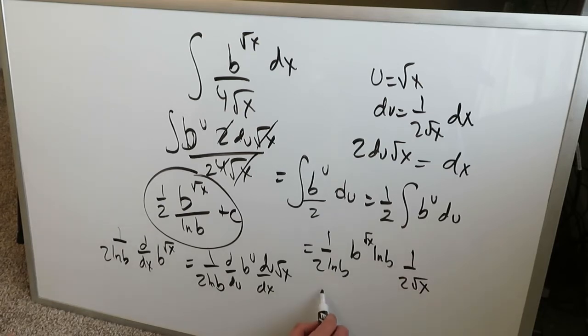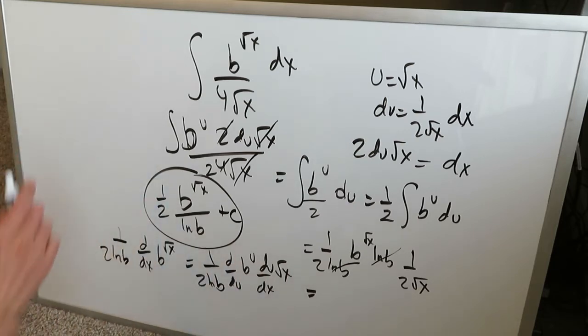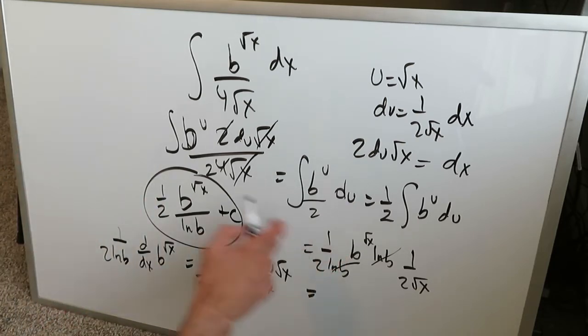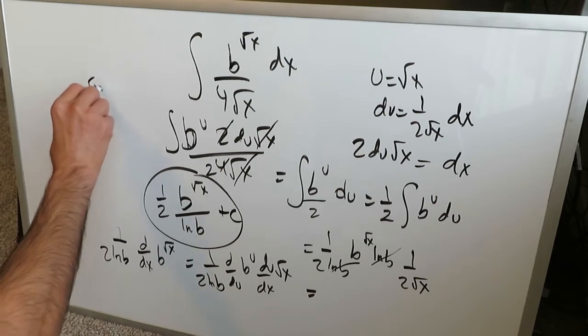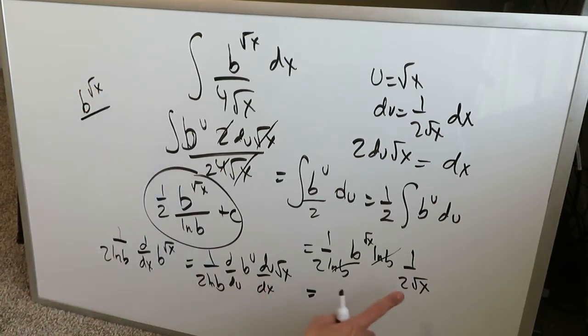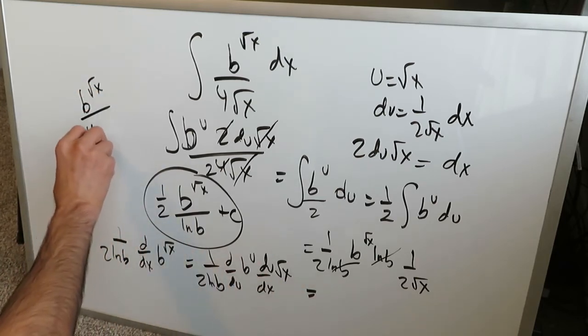Now we combine the terms and cancel out the terms which can be cancelled out. Natural log b can cancel out. 1 over 2 will multiply, and instead of putting our answer over here, we'll come over here for space and do it. We have b to the root x on the top, and in the denominator we have 4 root x.